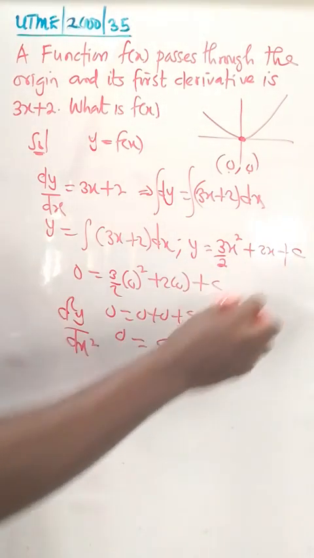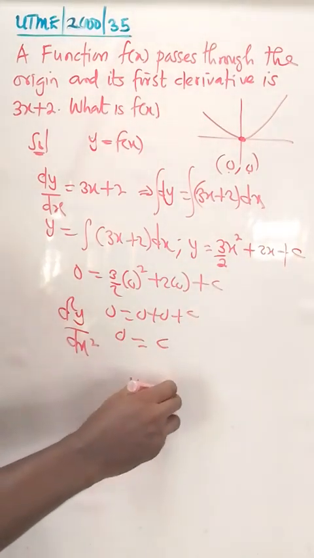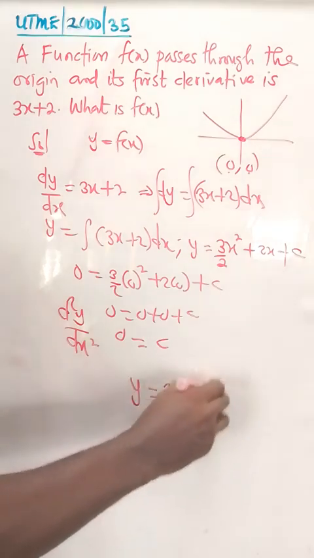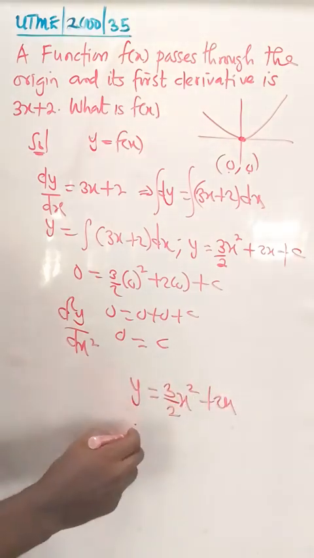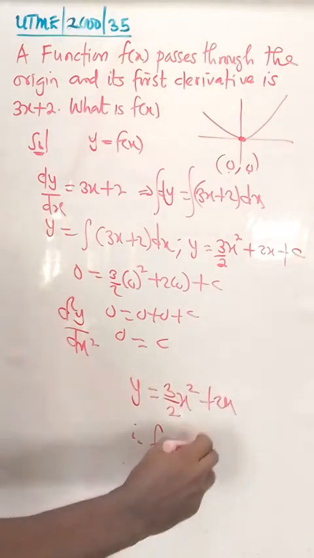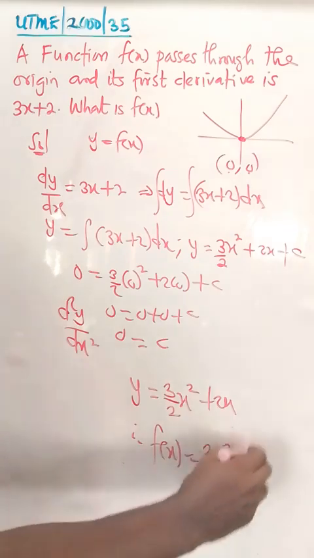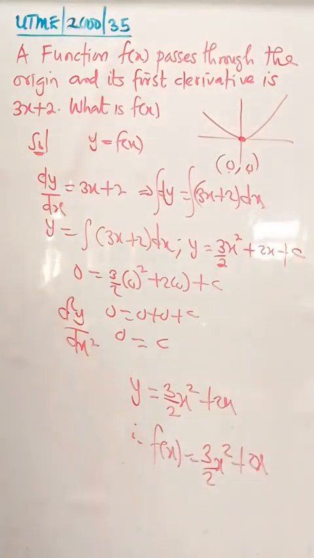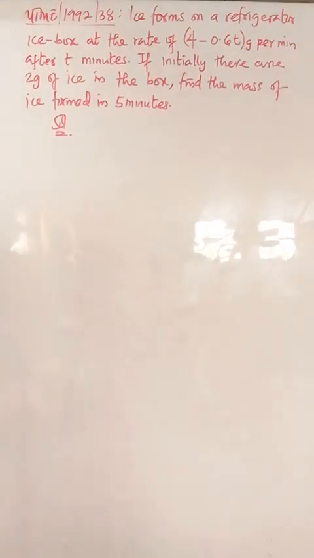So in that case, if c is 0, it implies that y equals what? 3 over 2 x squared plus 2x. So therefore, it means the function f of x is what? 3 over 2 x squared plus 2x. In this case, the constant is what? 0. Now, consider this question.